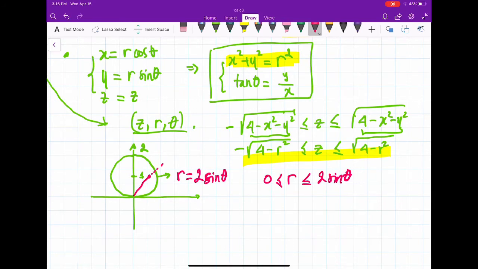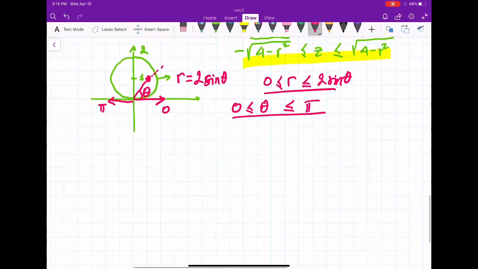Makes sense? So we have the interval for r. And then we need to find the interval of theta. What's that? In the x-axis, theta is 0. And if you are in this direction, you have pi right here. If you pick any point inside the circle, theta is between 0 and pi. So that is the interval of theta. I think we have all the information.